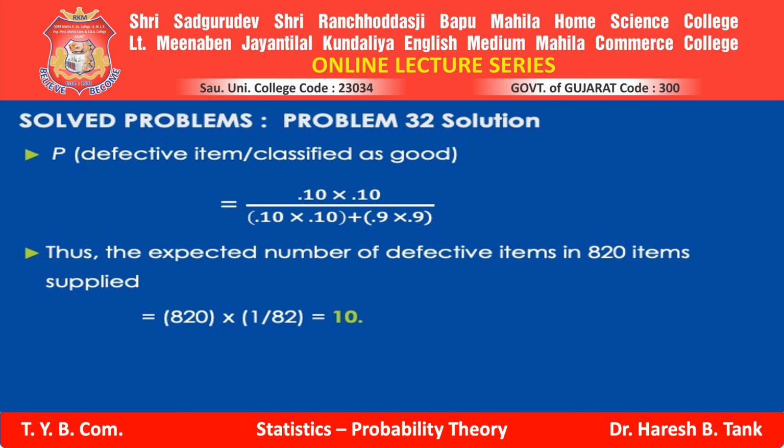Thus, the expected number of defective items in 820 items supplied becomes 820 multiplied by this probability. This probability is 1 upon 82. So, by multiplying it, it comes to 10. Thus, the expected number of defective items in 820 items might be 10. That is what you can claim. Right? Let us have the next example.